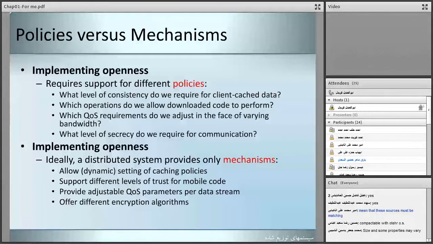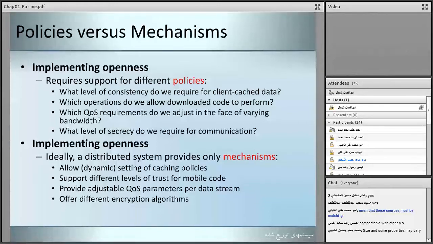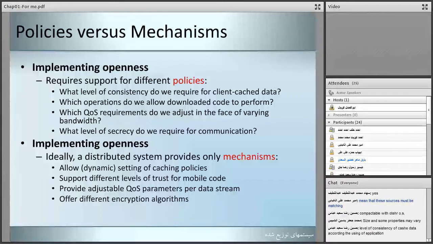And what are mechanisms? Mechanisms are some solutions to implement such policies. For example, for security, we can use different encryption algorithms to provide the level of security that we need. What are encryption algorithms? Some algorithms that encrypt data, change data to something else for increasing security. For example, your password is encrypted and then it is stored in the database.